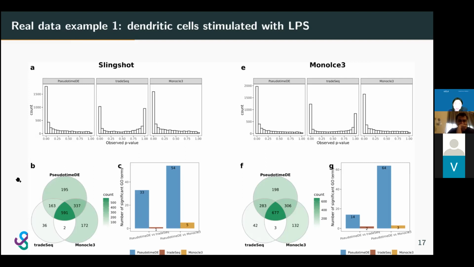So on the left-hand side, the pseudotime inference is done by Slingshot. On the right-hand side, the pseudotime inference is done by Monocle 3. But we see that no matter which method we use, the conclusion is actually roughly the same.